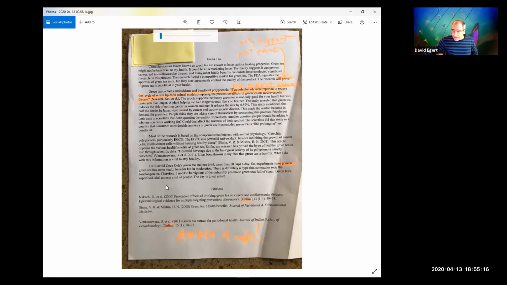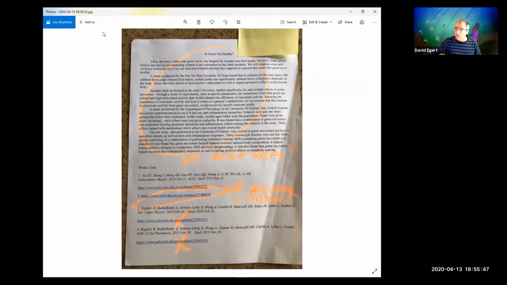This assignment said minimum 4 references, and they only have 3 here. That's another thing. Read the details. Make sure you stick to the details. And this has another instance of proven. Again, you can say support. You use the word support. I mean, that's one of the things. Science does not prove.